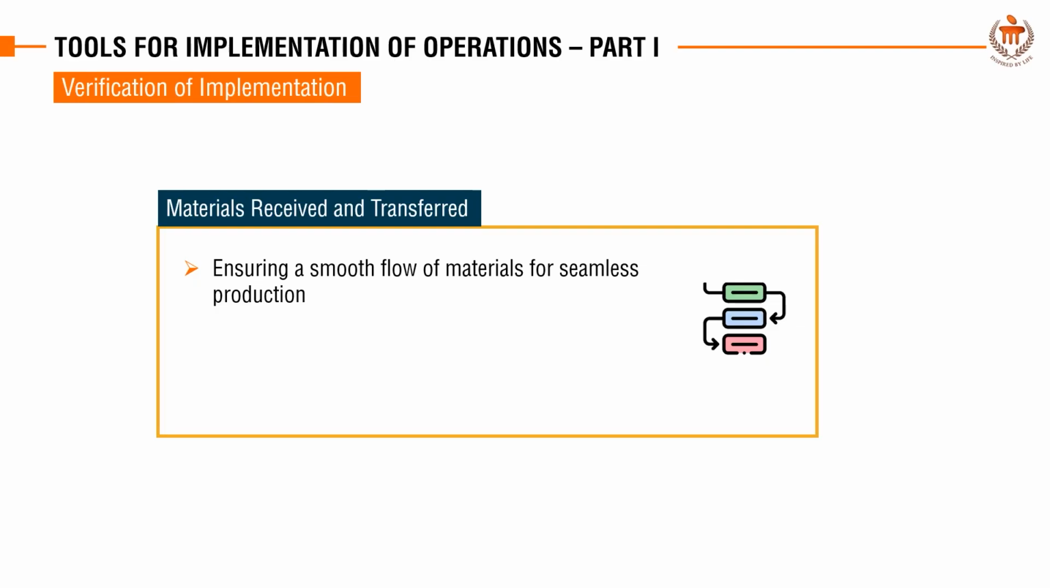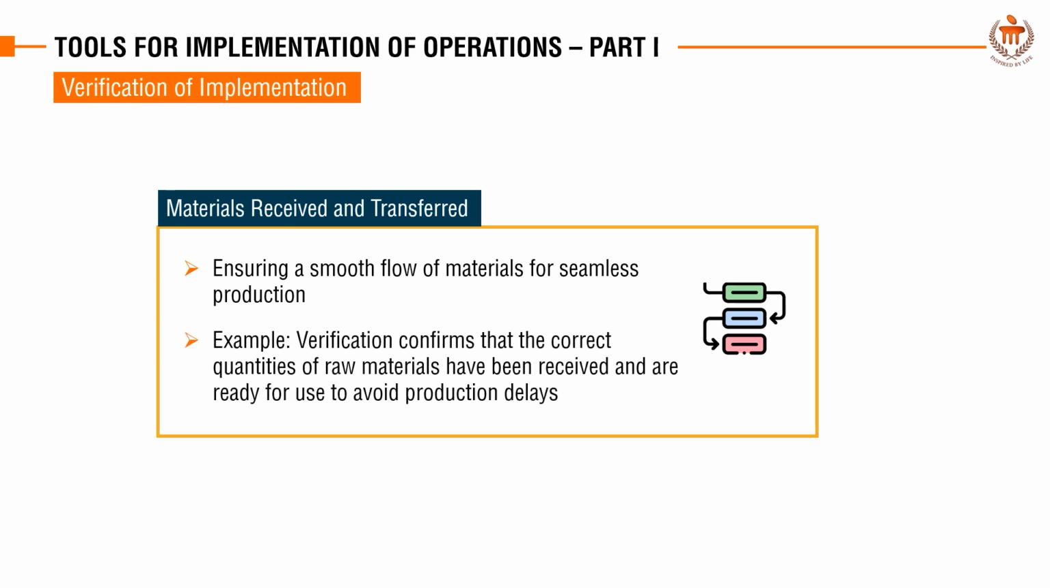Materials received and transferred. Ensuring a smooth flow of materials is essential for a seamless production process. For instance, if a factory receives a shipment of raw materials, verification confirms that the correct quantities have been received and are ready for use, preventing delays in production.